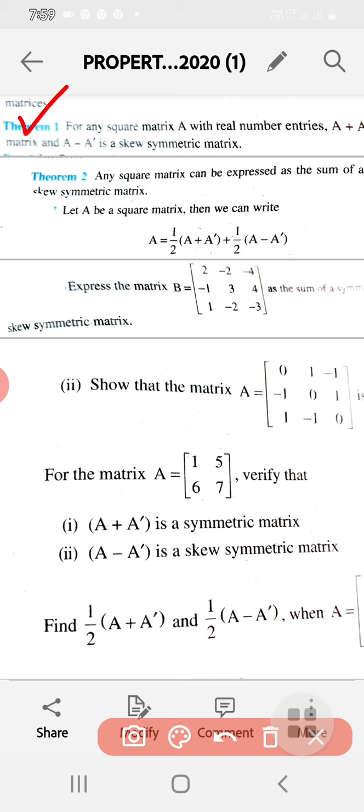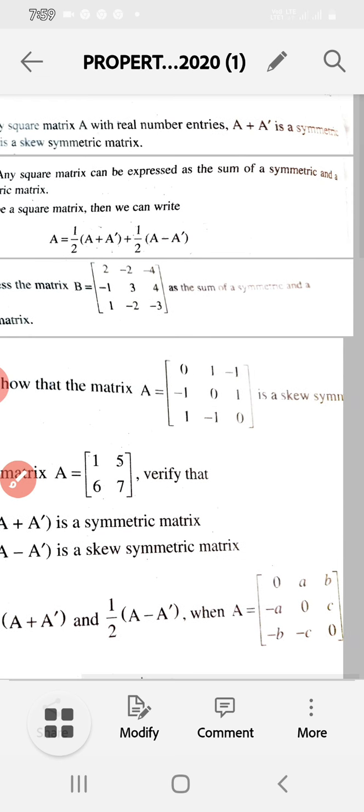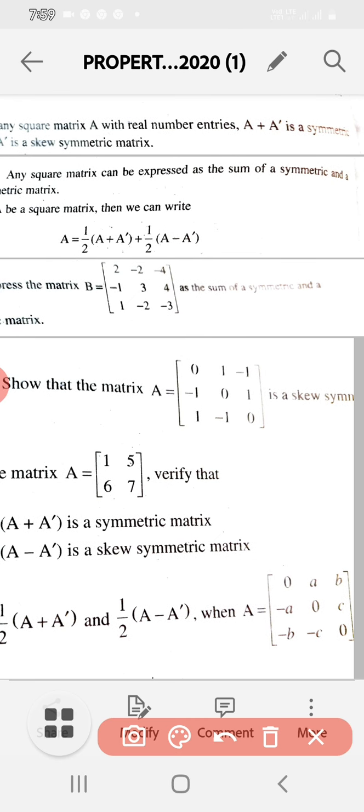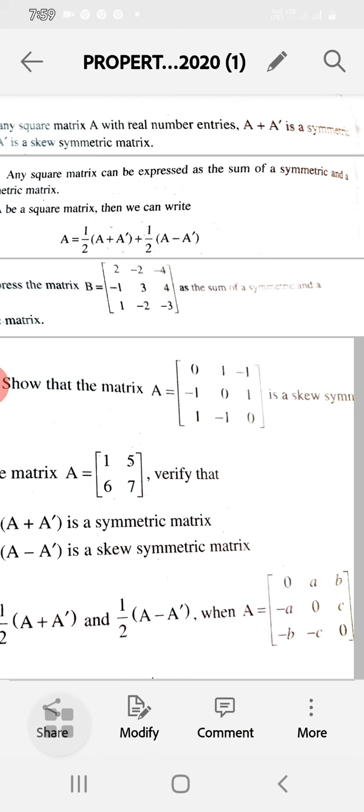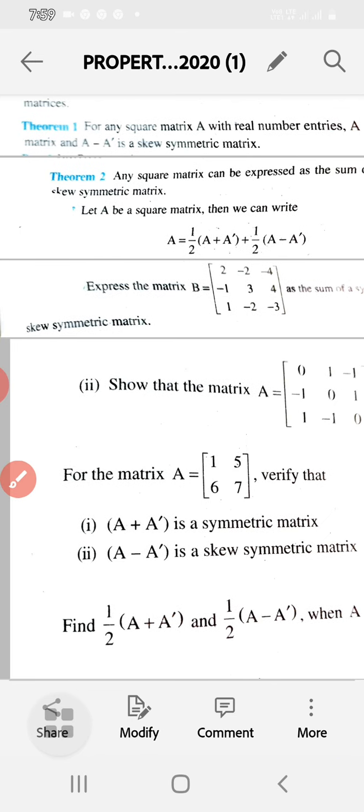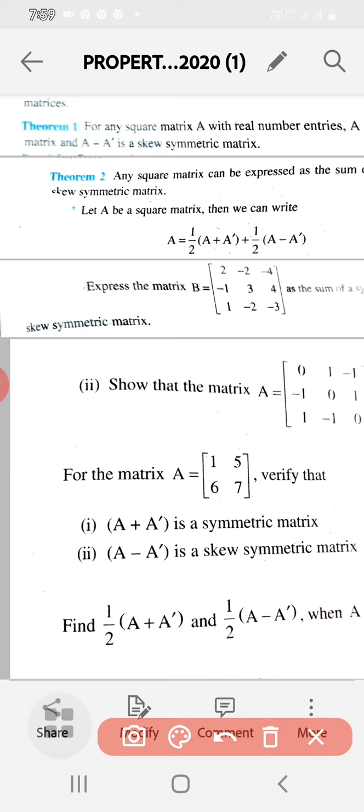So what is the first statement? For any square matrix with real number entries, A plus A dash is a symmetric matrix and A minus A dash is a skew symmetric matrix. If we add a matrix and its transpose, we will get a symmetric matrix. If we subtract it, then we get a skew symmetric matrix. So it is one of the statements or theorems.